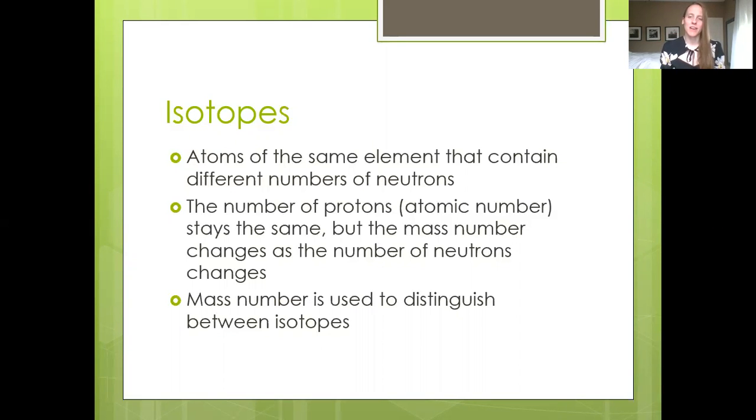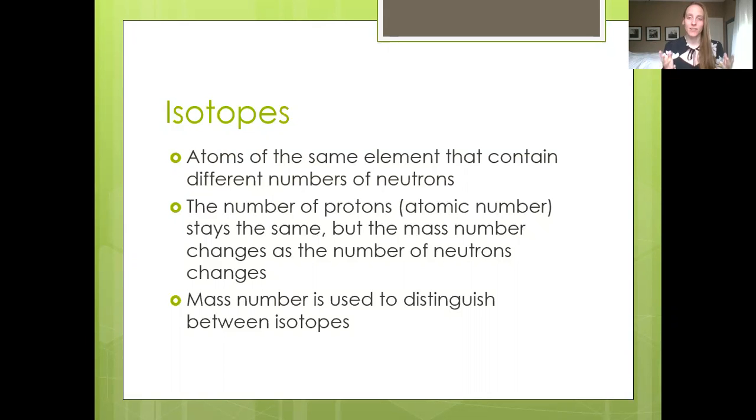Isotopes are any atoms of the same element that have different numbers of neutrons. The reason that we can only use the atomic number, or the number of protons, to identify an atom is because the number of electrons and the number of neutrons can change without changing the element. The number of protons cannot change without changing the element. So we identify the element based on the number of protons, which is the atomic number. We cannot use anything else to identify the element.